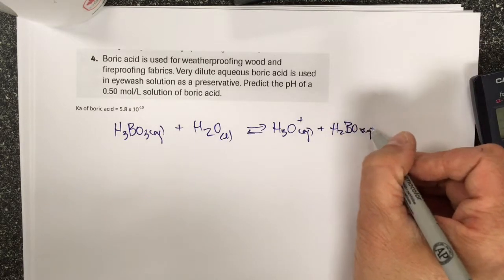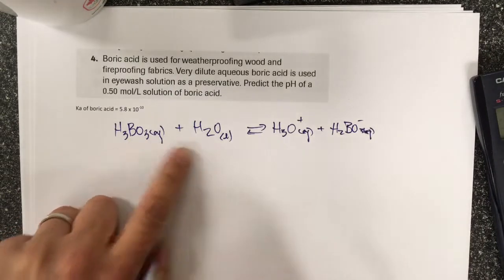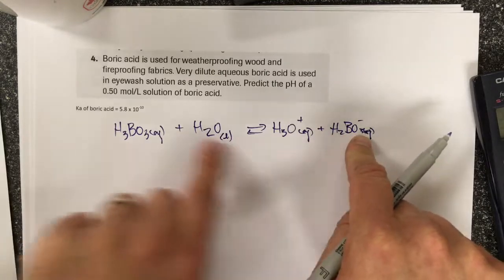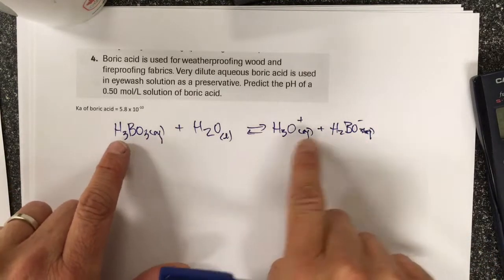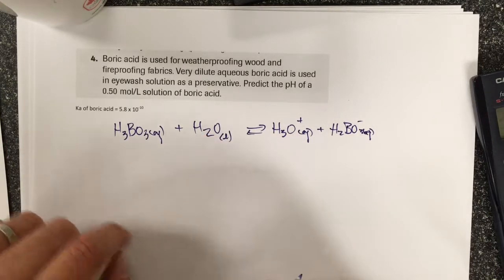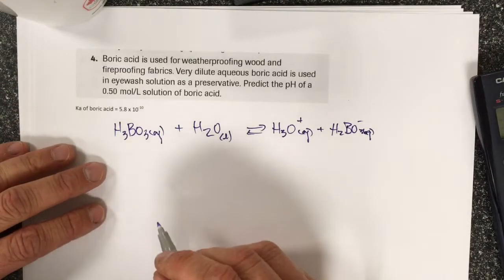So this is the acid, this is the base in the forward reaction; this is the acid and the base in the reverse reaction. This is a conjugate acid-base pair, and this is a conjugate acid-base pair. Just kind of refreshing your memory about a few of those things.